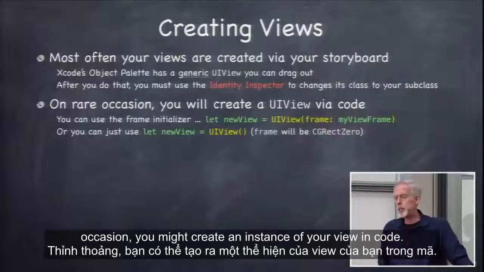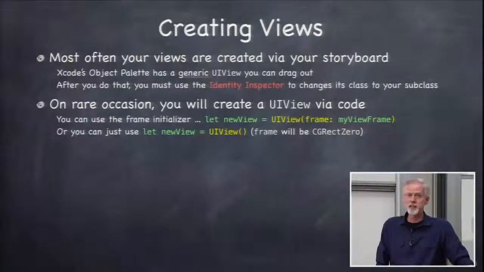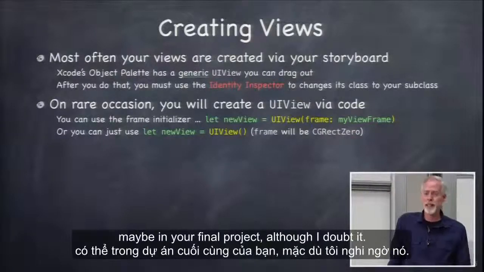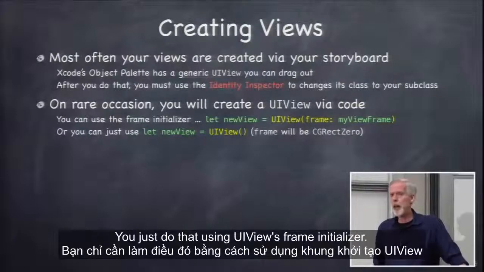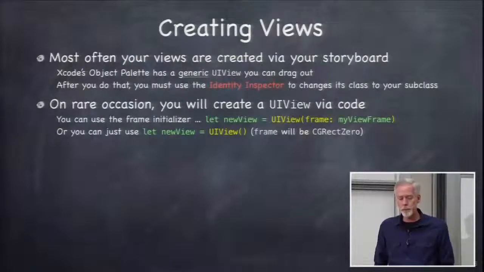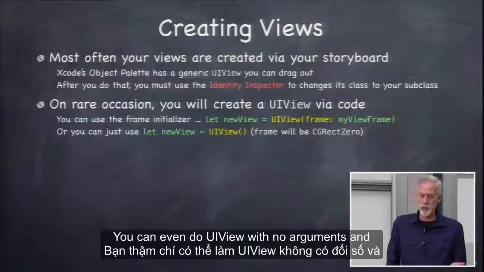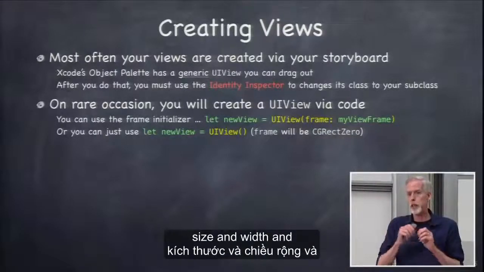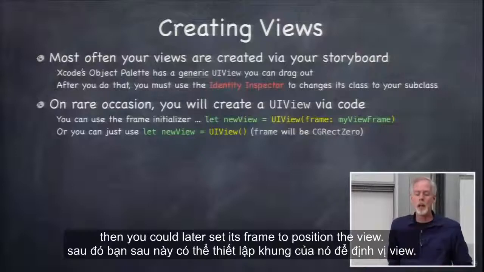On rare occasion, you might create an instance of your view in code. Probably never in this class, maybe in your final project, I doubt it. You just do that using UIView's frame initializer, right? So you just say view equals UIView(frame:). You can even do UIView with no arguments. It'll give you a CGRect zero, which is a frame with zero size and width, and then you could later set its frame to position the view.